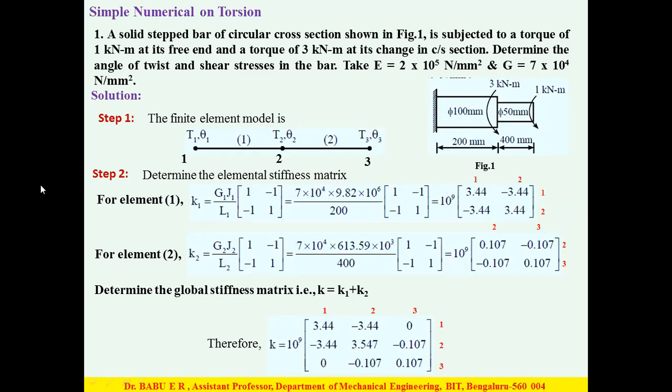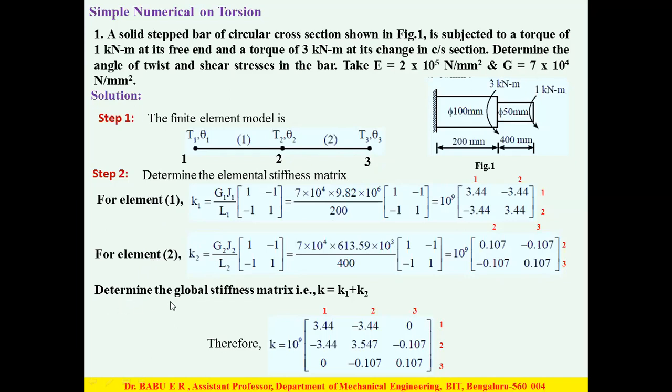As in element 1, I removed 10 to the power of 9, so you remove the same number and assign whatever remains inside the matrix. You get 0.107, -0.107, -0.107, 0.107. For element 2, the node numbering is 2, 3. You represent here 2, 3, 2, 3. So this is determining the individual stiffness matrix for each element.